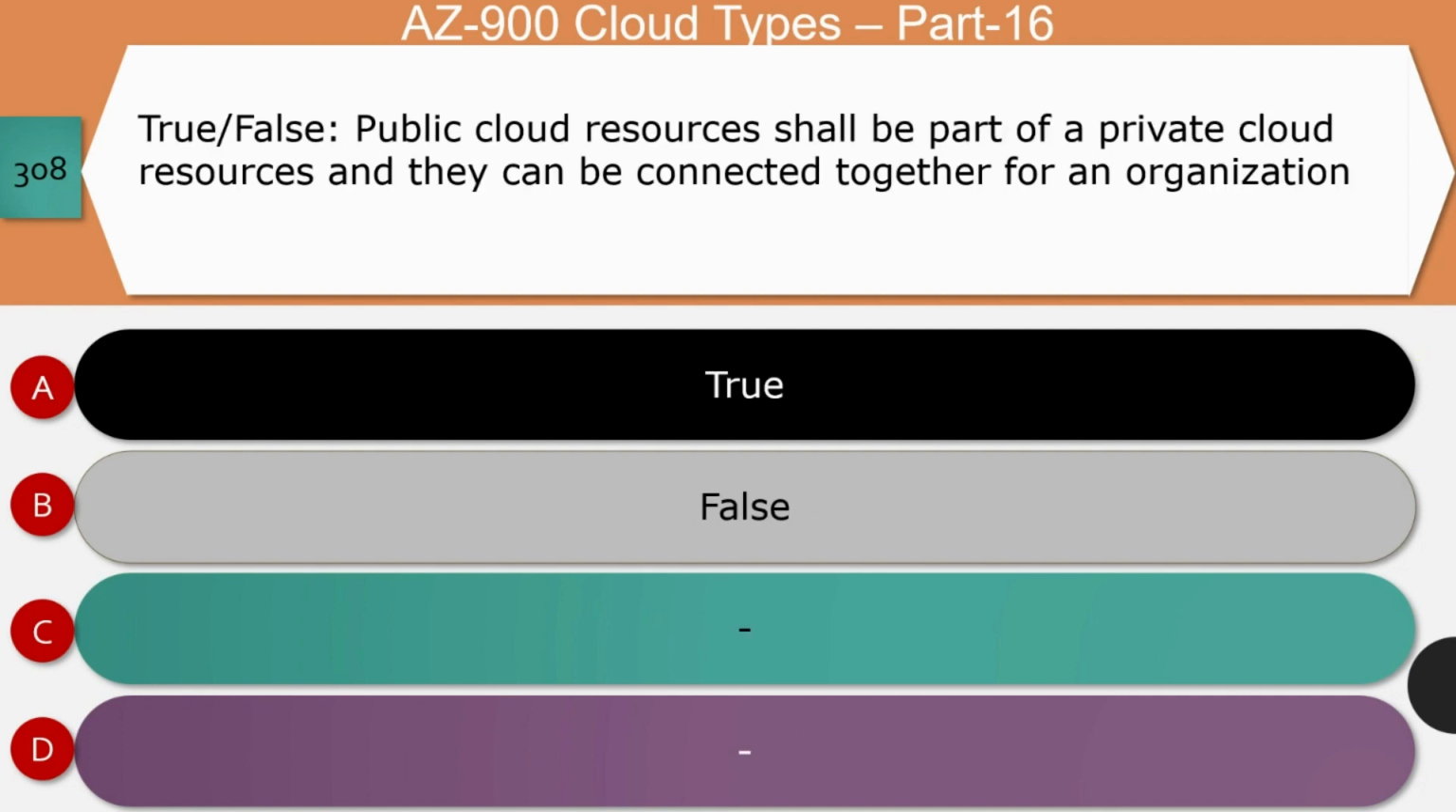Next question, true or false? Public cloud resources shall be part of private cloud resources and they can be connected together for an organization. Is it true or false? The right answer for this question is option B, that is false. Let's see the reason. Public resources should not be connected to private cloud. Public cloud resources are never part of the private cloud and vice versa. And so false is the right answer.